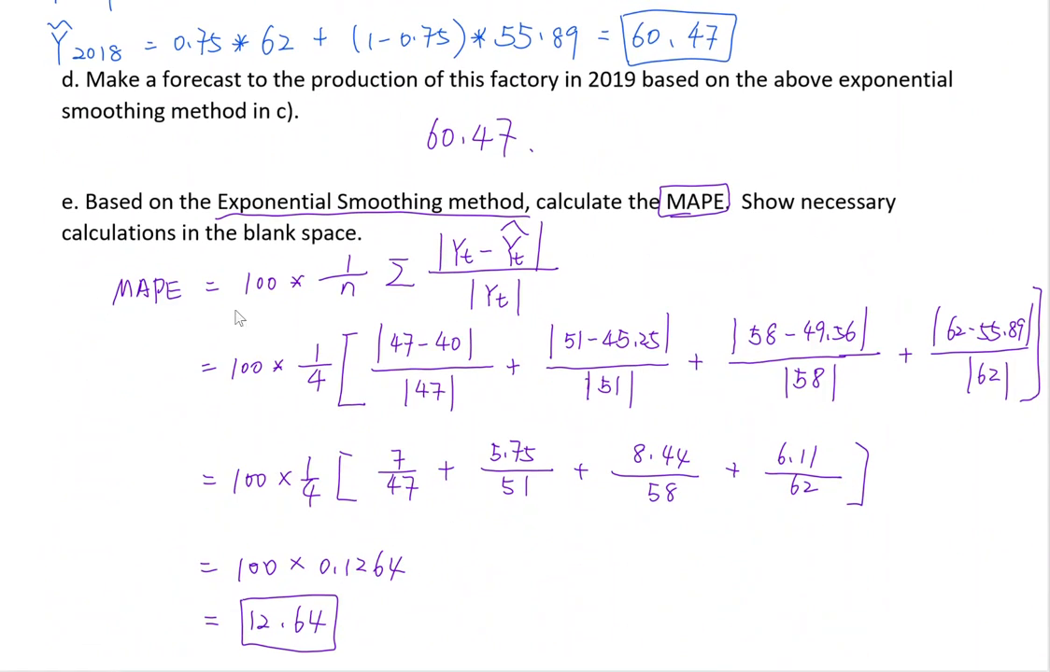And then for the MAPE, you just follow this formula. The point is, from previous semesters, I can see many of you got confused with the bottom of this formula: yt minus yt hat, divided by yt. Sometimes when you have too much calculation, you will make mistakes, like 47 minus 40 divided by 40, and then you just mess up.